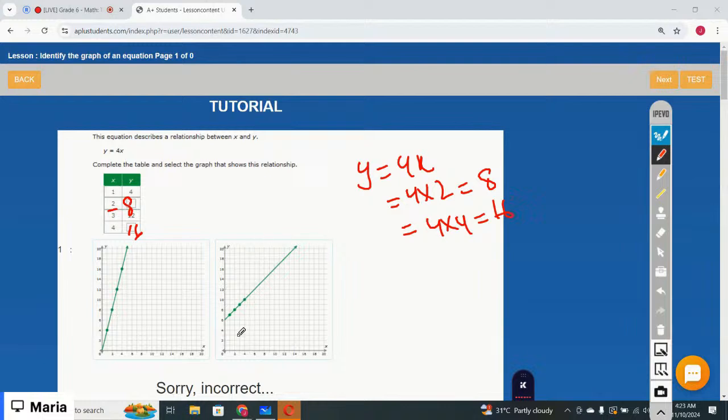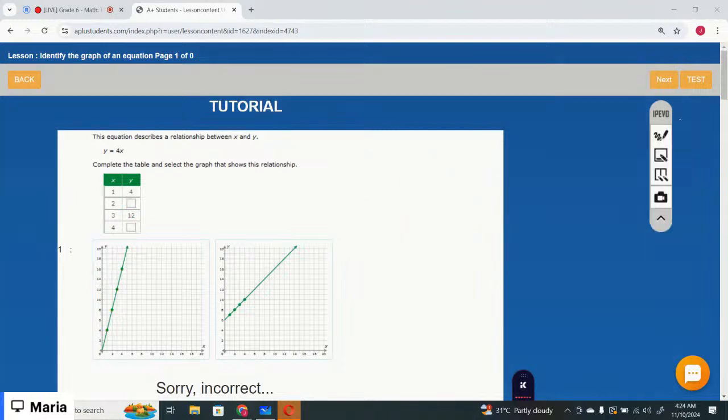So x equals 1, y equals 4. The graph is too small, but here is the value. When x equals 2, y equals 8. When x equals 3, y equals 12. And when x equals 4, y equals 16. You need to match this table with the graph. So all the values in the table match with this graph. So that is the correct option, right? Okay, let's just start with the test questions.